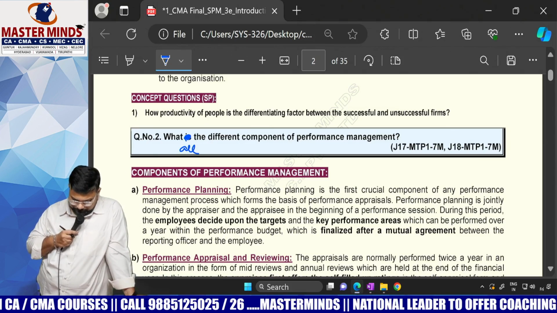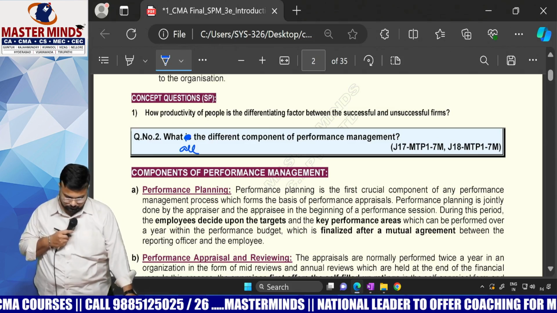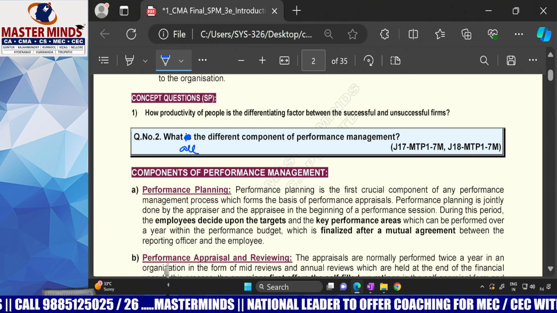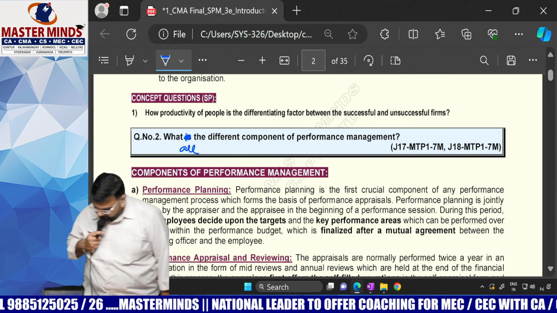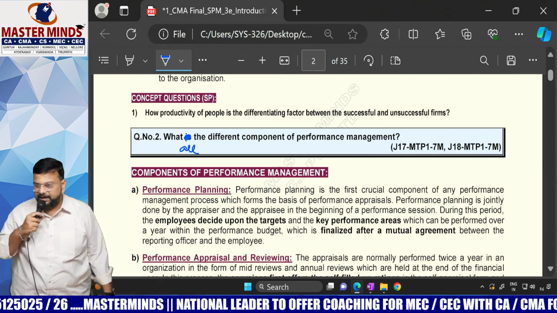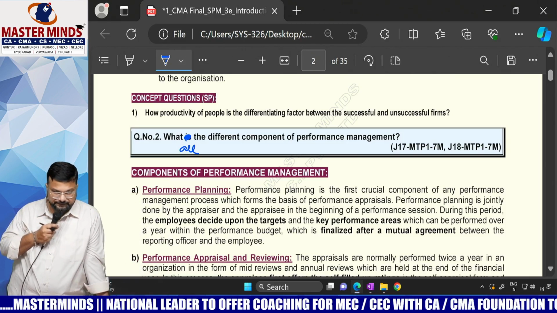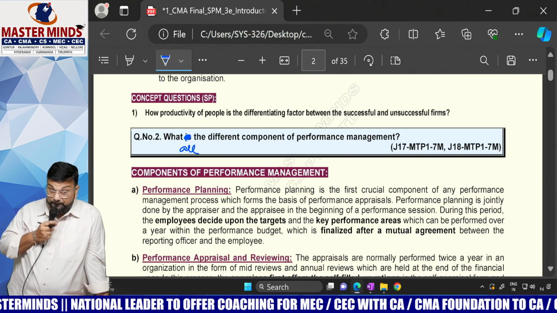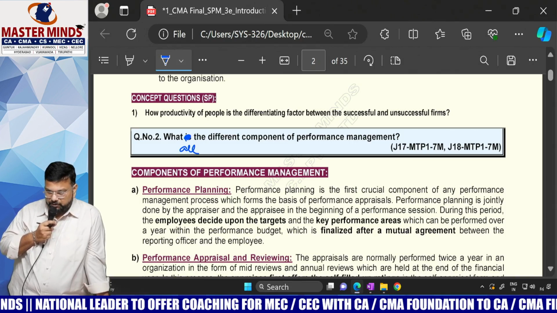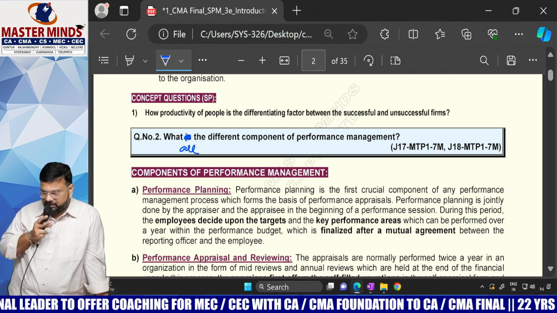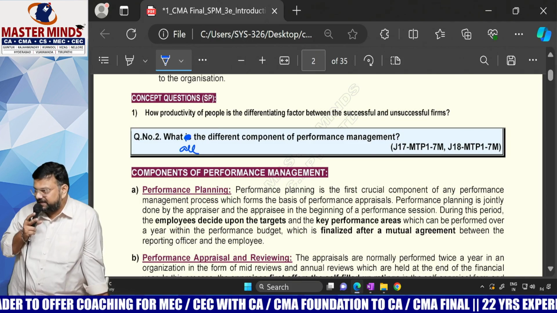Next, Nana. Performance planning is jointly done by the appraiser and the appraisee in the beginning of the performance session. Is it given correctly then? Yes. Appraiser and appraisee, or reviewer and reviewee. Who is the appraiser? Management. Who is the appraisee? The employee. Both have to sit together and define the standards.